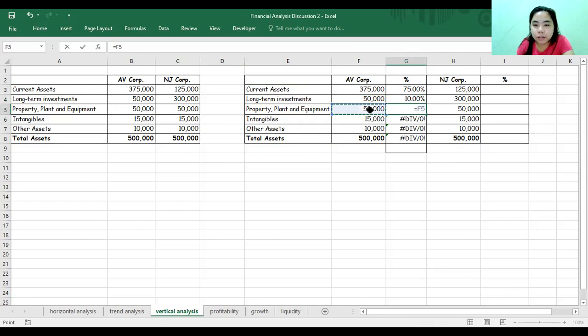Sige, isa-isang ko na lang. Kay hindi kitao ng ano. Hindi man siya madamo.